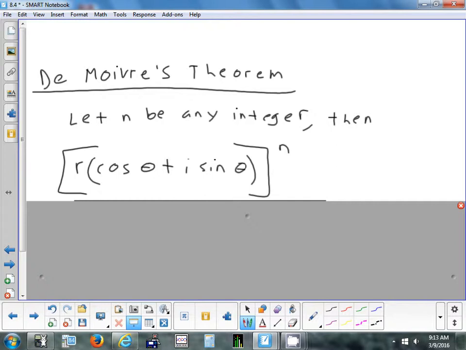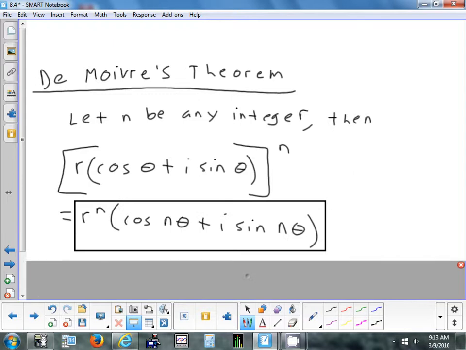Right, so if you want to take any number in trig form, that's the key, it has to be in trig form, raise it to a power. Take the radius, raise it to the power. Take the angle and multiply it by the power. Those are the 2 steps. Raise the radius to the power, multiply the angle by the power. And now, with this, we don't have to write out 30 sets of parentheses and do all the foiling. Pretty much going to be able to do these in your head, most of the time.